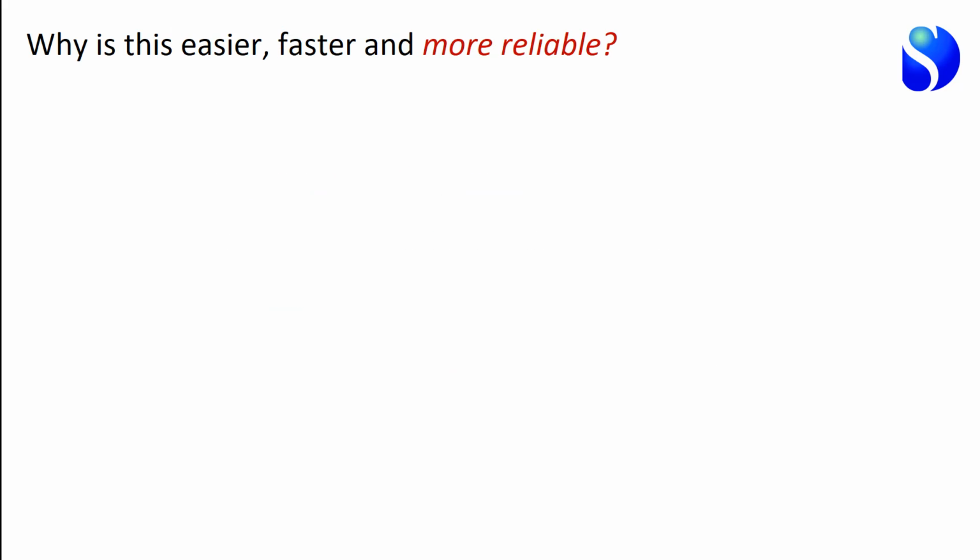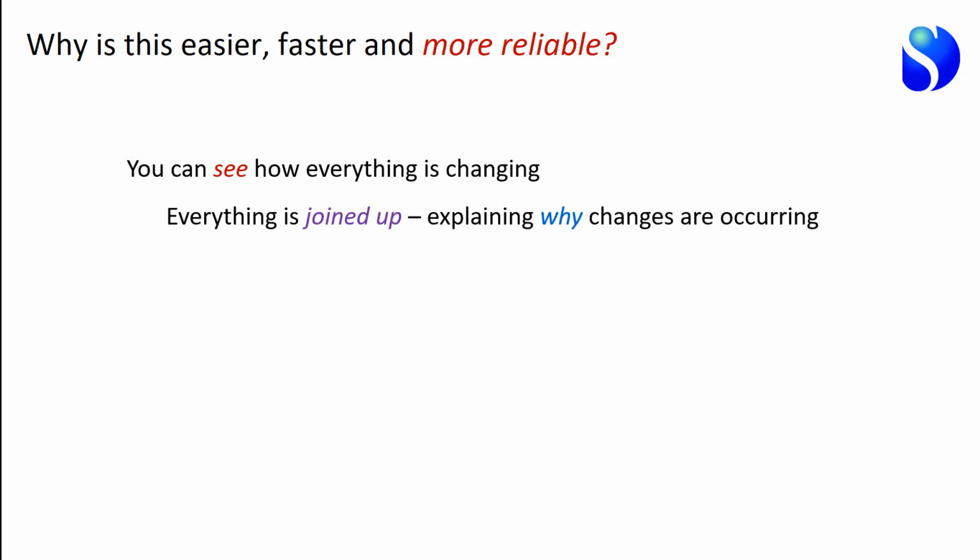So this may seem like more work, but it's not more work. Doing this, building these living business models, is actually easier, faster, and more reliable than doing what we try to do with those awful spreadsheets. Now, why is that? Well, it's easier, faster, and more reliable because you can see how everything is changing. There's nothing mysterious or hidden going on here. And because everything is joined up, not only can you see how everything is changing, you can see why every change to every item is occurring, driven by changes that are occurring to other items.